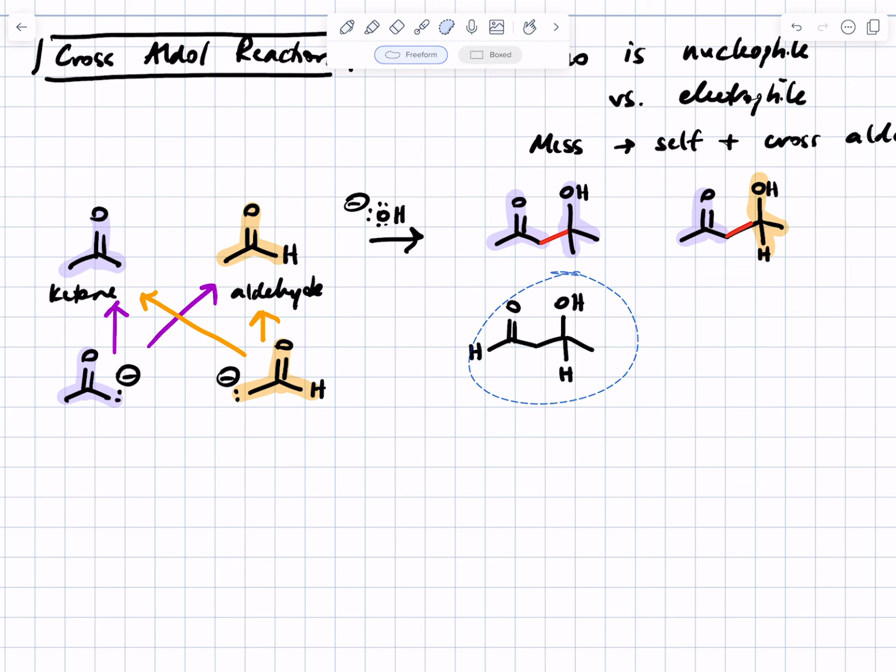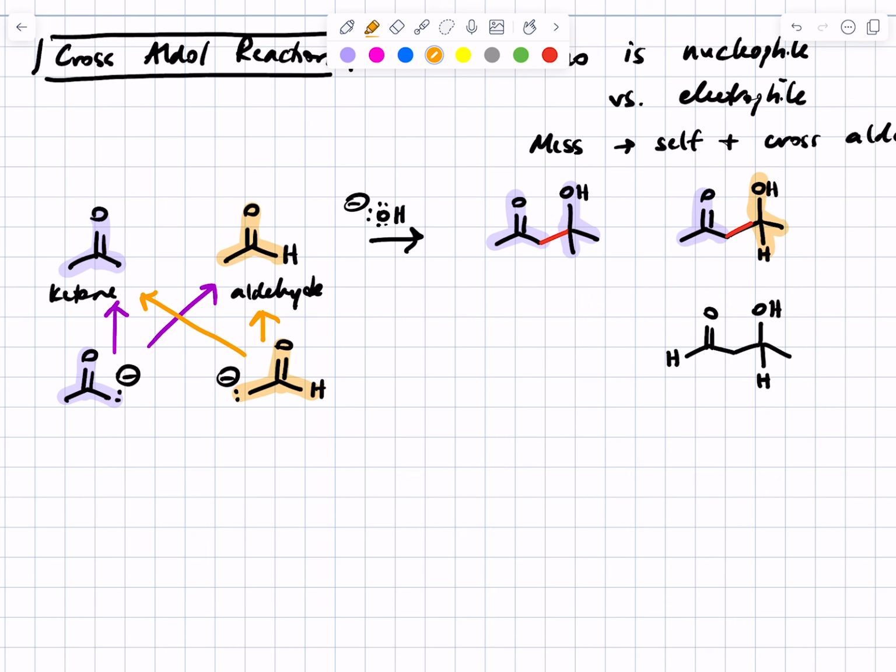This is the self-aldehyde product. Here in red is the new bond that we made. In orange is the aldehyde enolate, and then the aldehyde electrophile portion. And then here, lastly, will be what we get from having the aldehyde enolate attack the ketone as an electrophile. Here's the portion that came from the ketone. Here's the portion that came from the aldehyde.